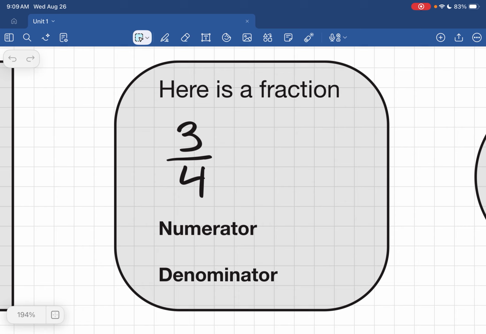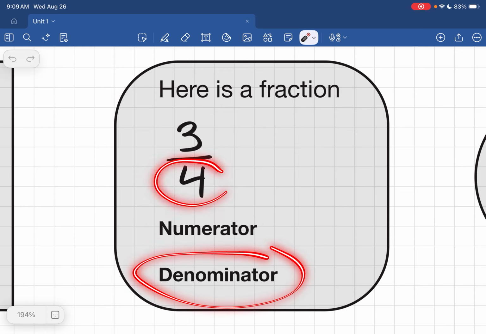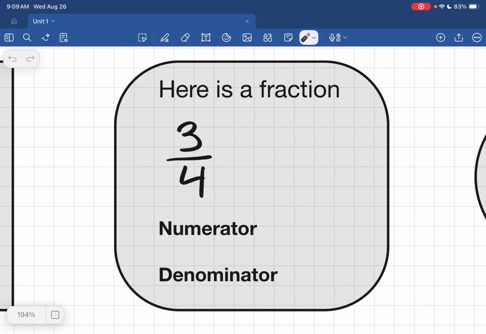Let's start with the parts of a fraction. In this example, we have 3/4. The top number is called the numerator. The bottom number is called the denominator. The numerator tells us how many parts we have. The denominator tells us how many equal parts make up the whole.